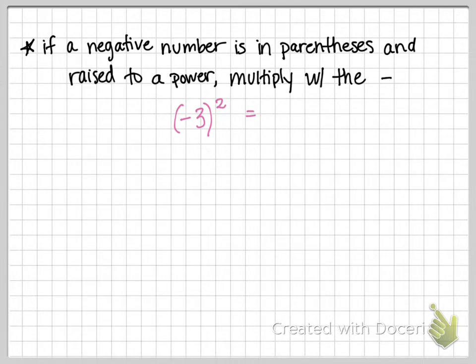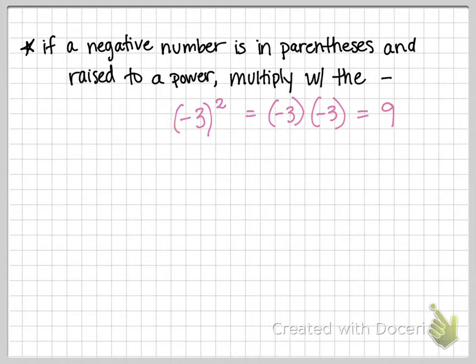Well, technically, we need to do this. Negative 3 times negative 3, because it was in parentheses, we keep that negative 3 in parentheses and multiply it by itself 2 times because our exponent was a 2, right? And then you can see we have a negative times a negative, so our answer is positive 9.